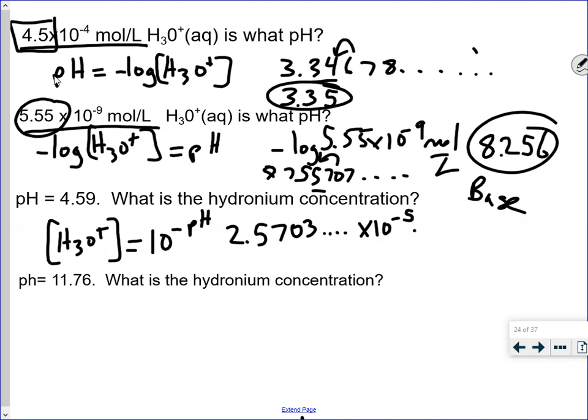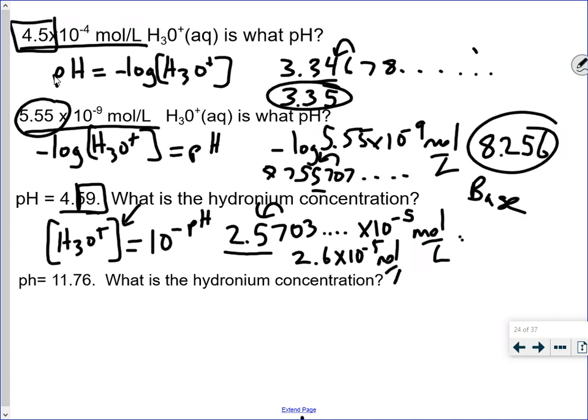Okay, now that's concentration because I've solved for something in brackets. How many sig figs? Well, this is pH, so I only include the 2 digits after. So I round this to 2 digits. This is concentration, so I use the first digit. So this becomes 2.6 times 10 to the minus 5 moles per liter.